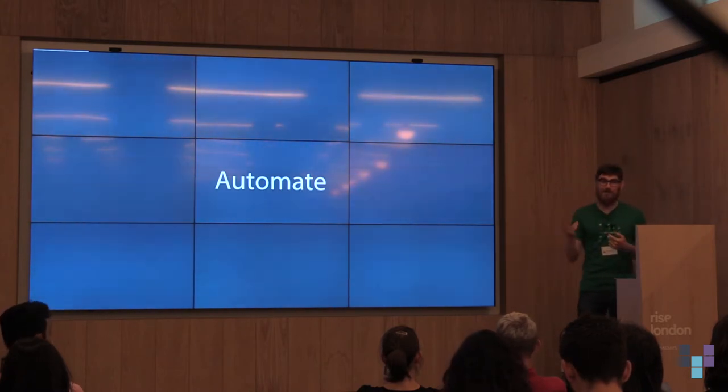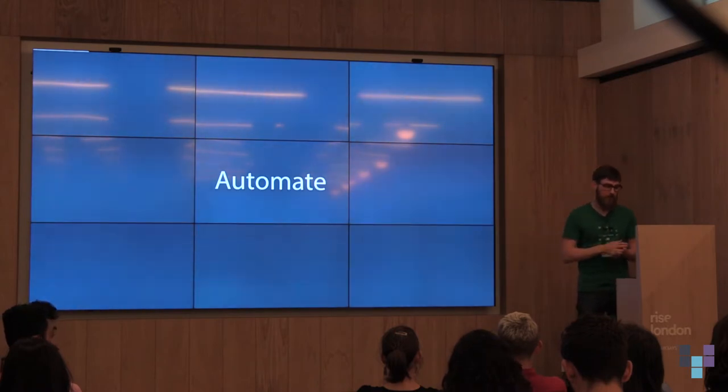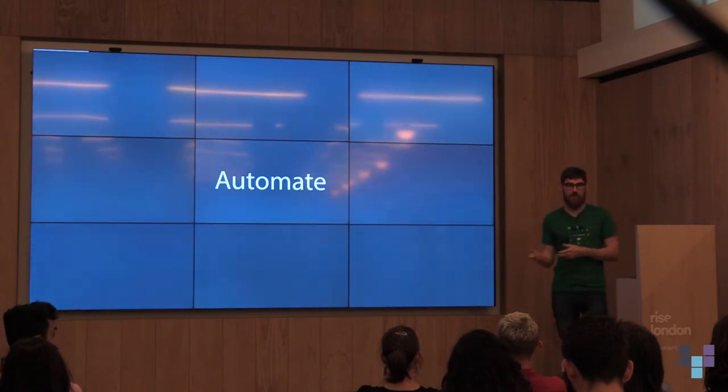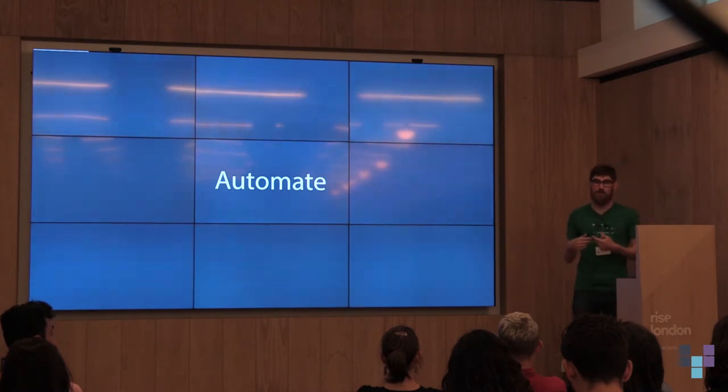We run two instances of every single piece of the stack, load balancing, app servers, processing servers, caches, just to make sure that there's redundancy in the event of a failure, and it's all automated.